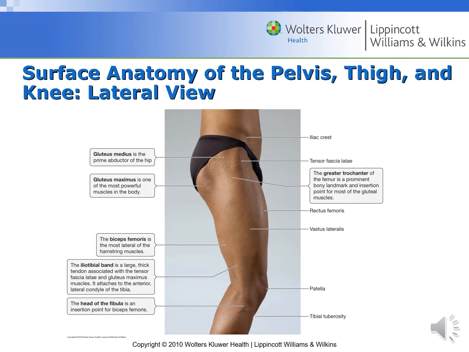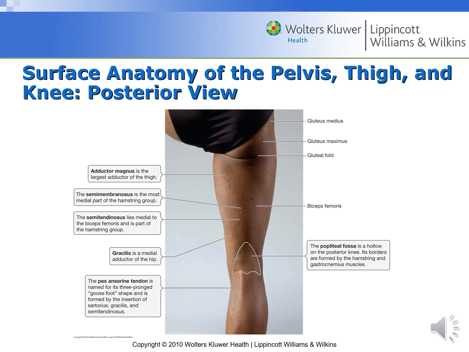And then over to the right, most superiorly, we see the iliac crest, we see the tensor fasciae lata, we see the greater trochanter of the femur, and it is a prominent bony landmark and insertion point for most of the gluteal muscles. Just inferior to that, we can see the rectus femoris, we see the vastus lateralis, we can still see the patella, and we can see what's referred to as the tibial tuberosity.